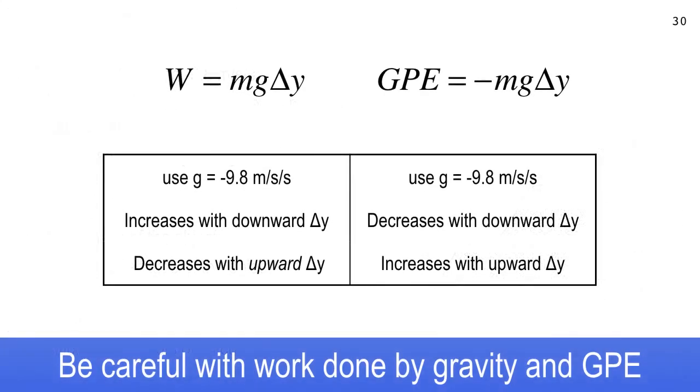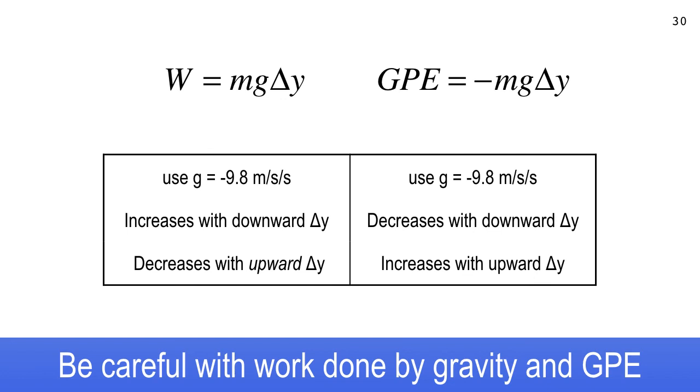So let's take a look at this table. Now, on the left is the work formula for the work done by gravity. mg delta y. So that's F parallel times delta y. Now, in both of these equations, you must use a negative number for g, as we have been. The work increases with downward delta y. So when you're going downward, delta y is negative, g is negative, so you have negative times negative in this formula on the left. So that's a positive, it increases.